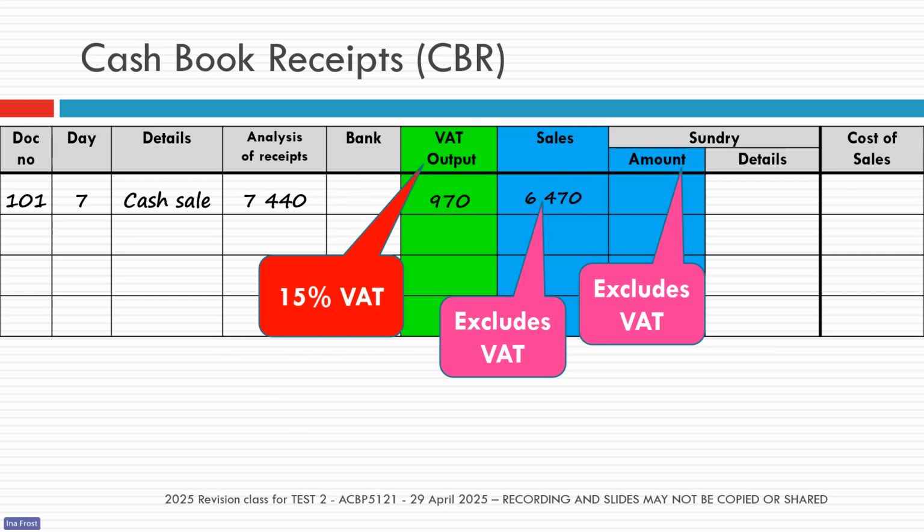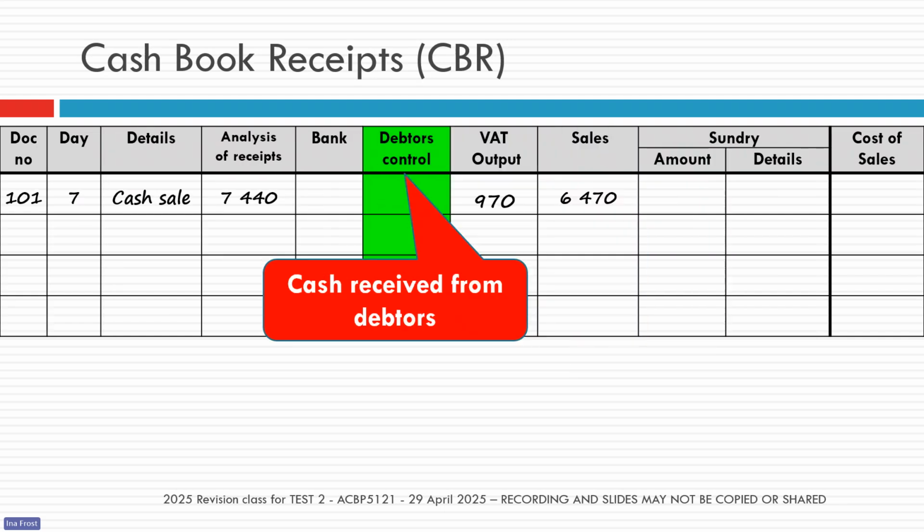Okay, then our sundry amounts. The sundry column is now for transactions that are not cash sales, and not cash received from our debtors. So these are for all our other cash receipts. And our sundry amounts must also always be without VAT. So our sundry amounts will also be the amount excluding VAT.